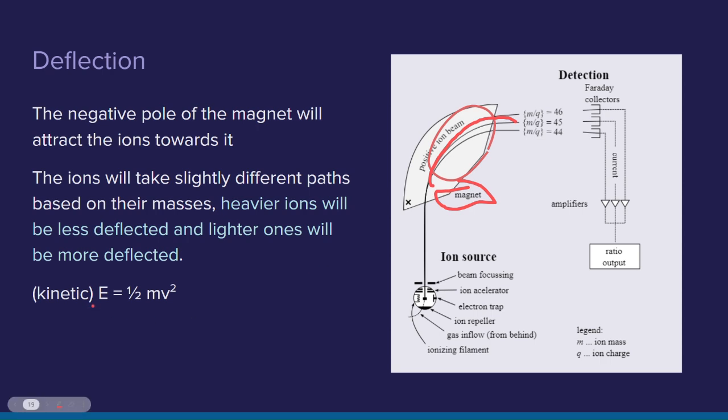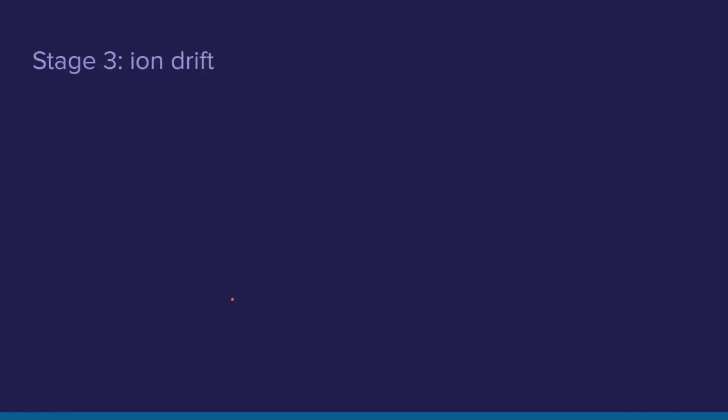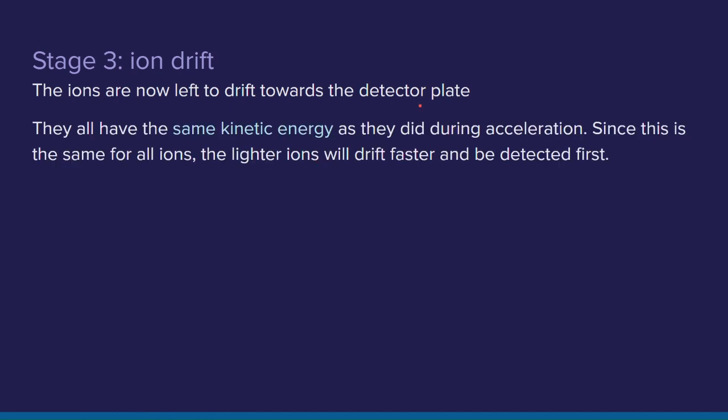And then there's a nice little formula that you should have learned. Kinetic energy equals a half mv squared, where m is mass and v is velocity. Then the ions drift towards the detector plate where they're detected. And since they all have the same kinetic energy, the lighter ions will drift faster and they'll be detected first, so then you can know their masses.